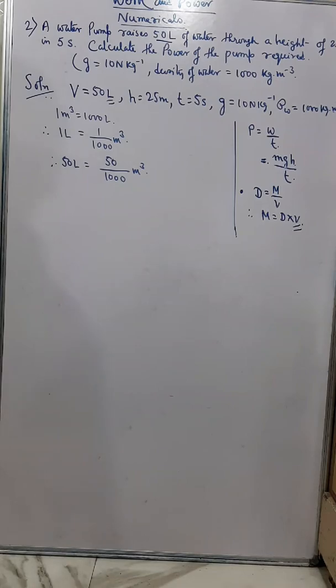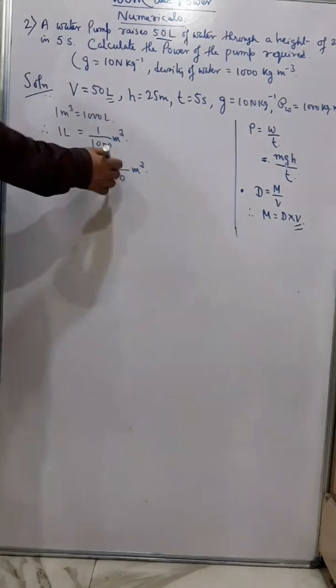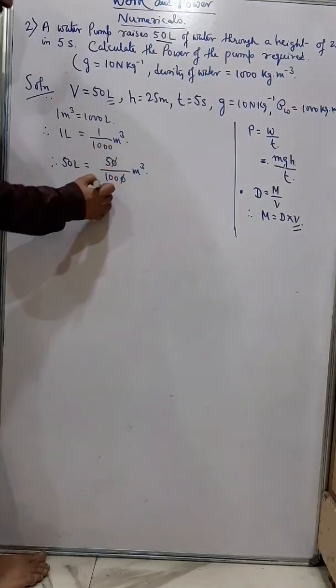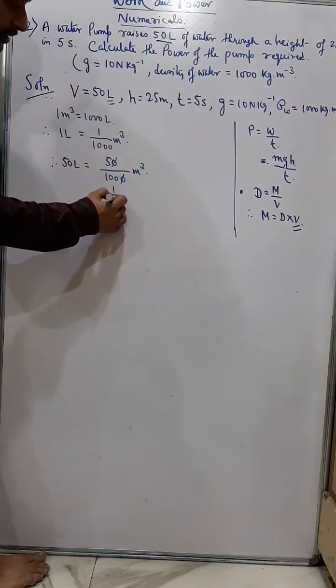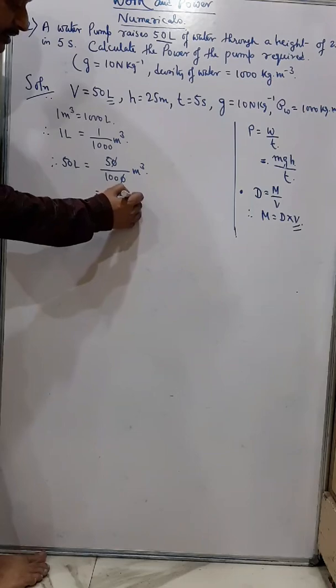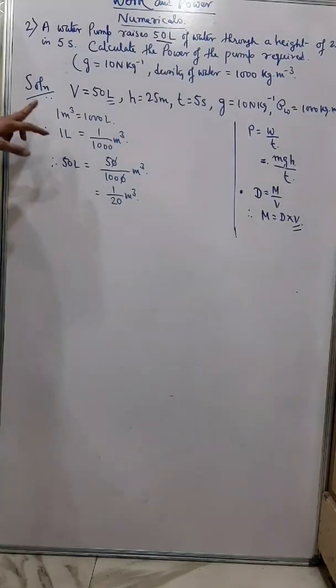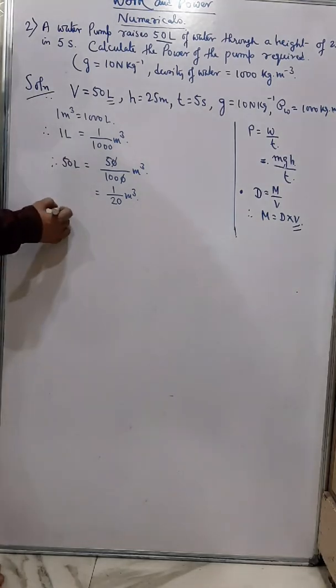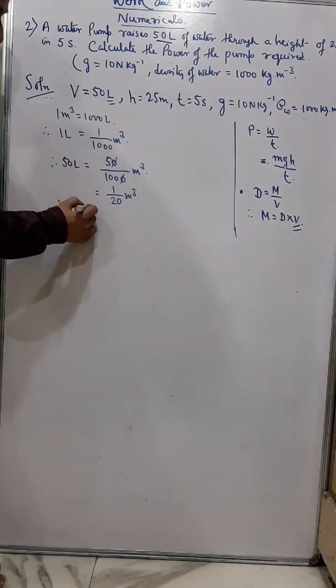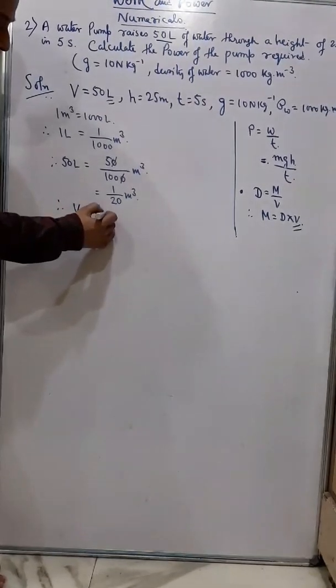Understand? So I can say that 50 liter means this. So how much did I get? 1 by 20 meter cube is the volume. So finally I can say that the volume of water is 1 by 20 meter cube.